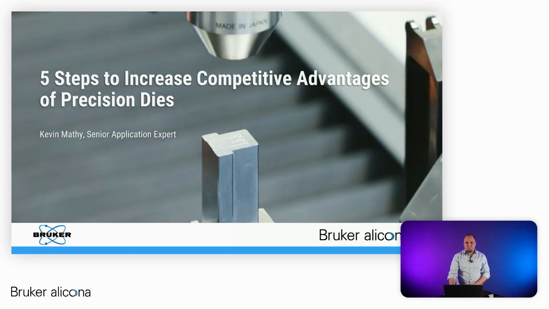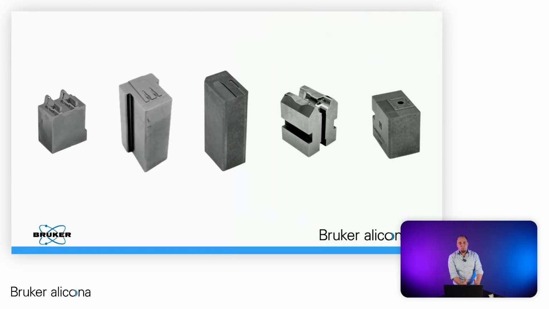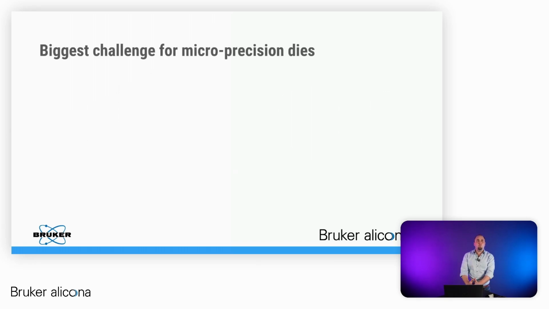Let's start. If we are talking about stamping, punching, pressing, bending, or whatever, we are talking about tools you can see on the screen right now. These tools can vary in form, in size, and also in the shininess of the surface. So it's quite a big challenge for metrology to measure exactly these tools. But there are also big challenges for the manufacturers of these tools.